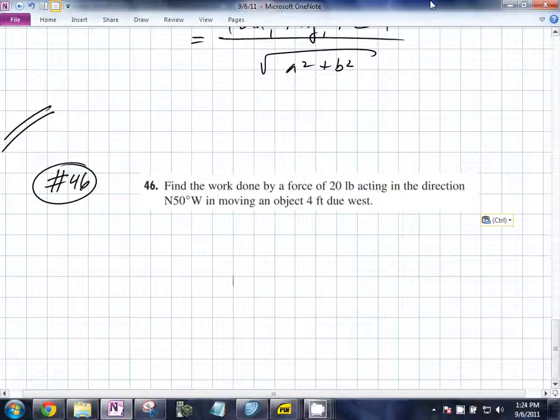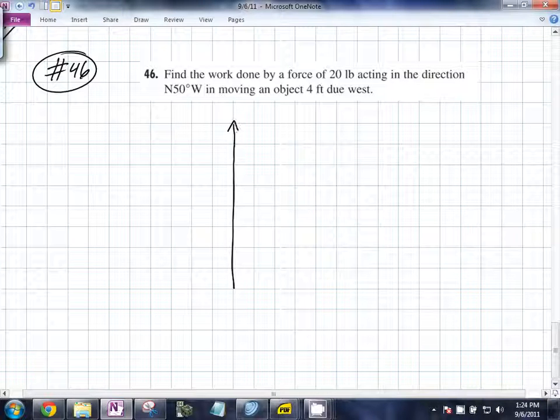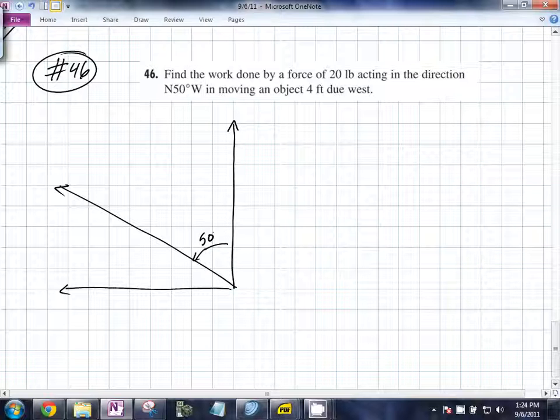North 50 degrees west. So what does that mean, just in plain English? What does north 50 degrees west mean? 40 degrees above west. Or, what's another way to say it? Yes, exactly. So you go north, and then you turn 50 degrees towards the west. Exactly. So you have 20 pounds acting that way. And how far? It has to go 4 feet.